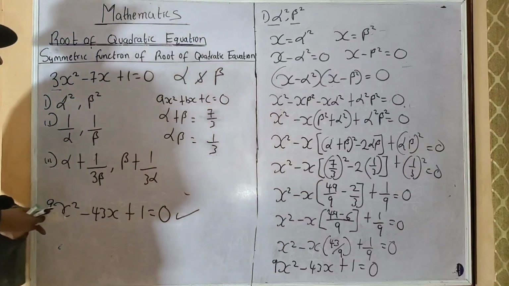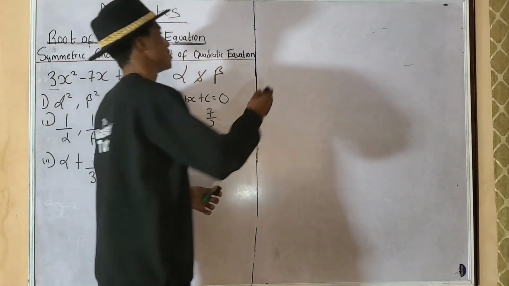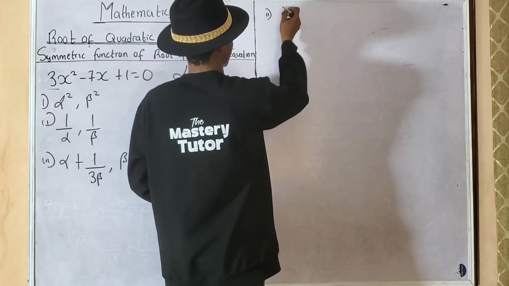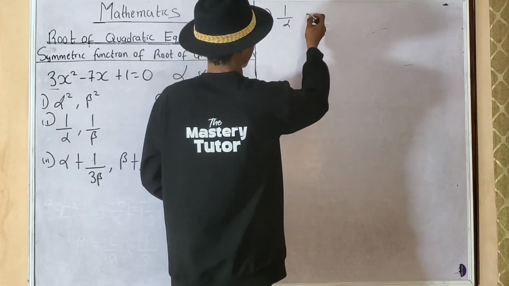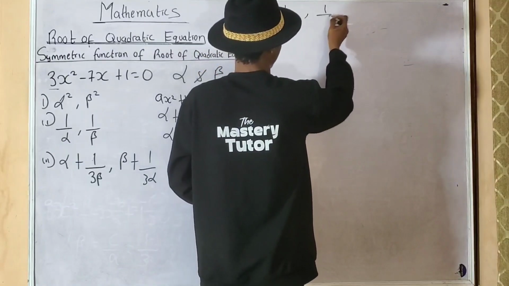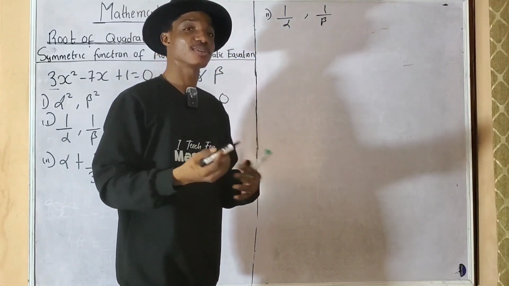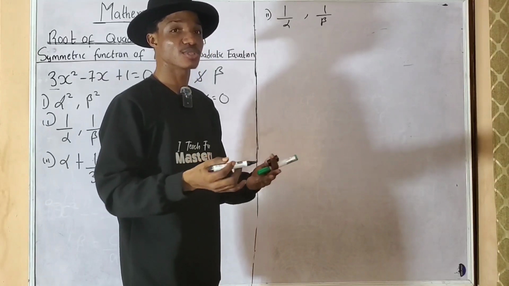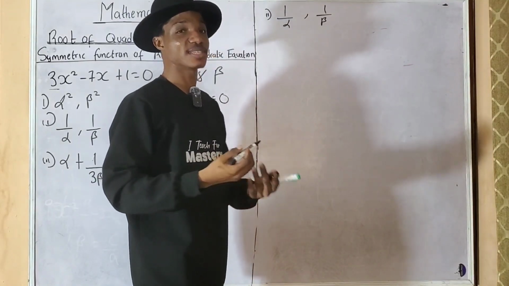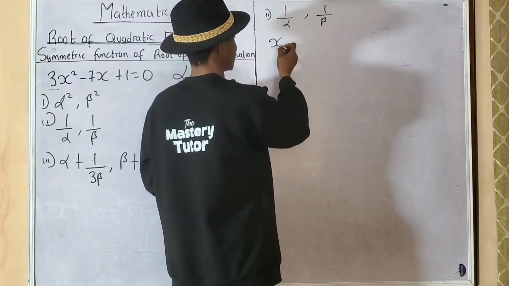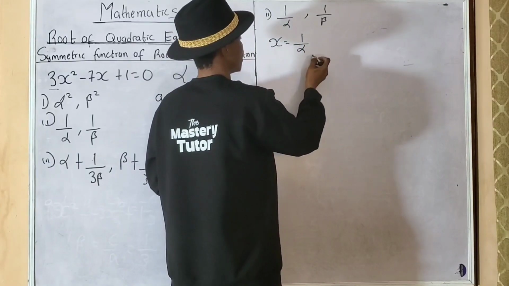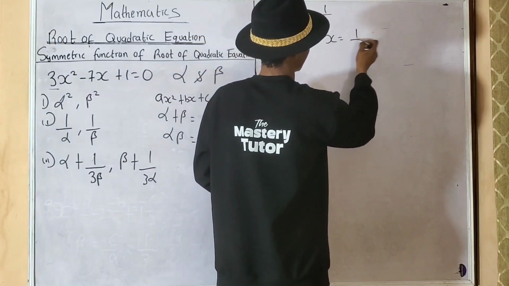So, let us proceed to the next question. We have the first root as 1 over alpha and the second root as 1 over beta. You can make use of the first or the second method, any one you choose. So I'm going to make use of the second method. Let x equal 1 over alpha. x also will be 1 over beta.